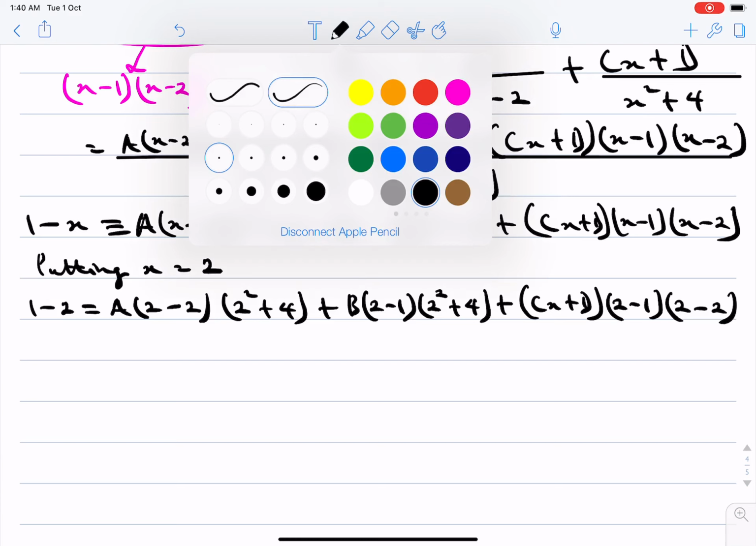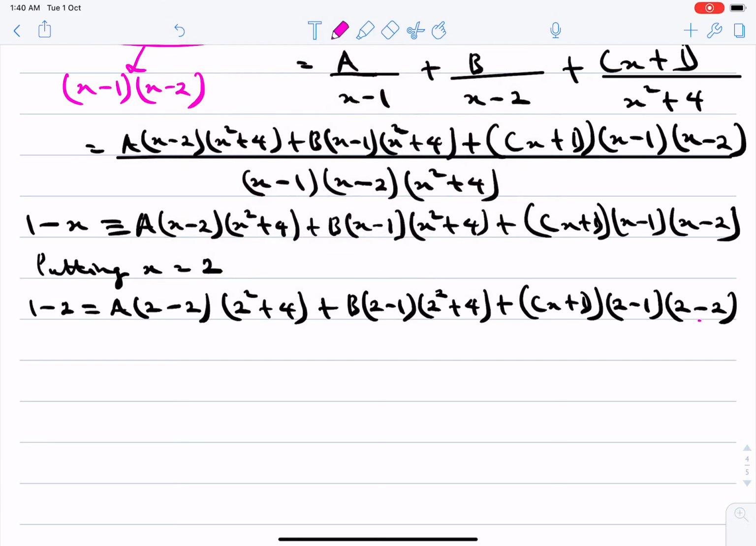So 2 minus 2 is 0. That means the whole of this is 0. Same here, 2 minus 2 is 0. That means the whole of this is 0.